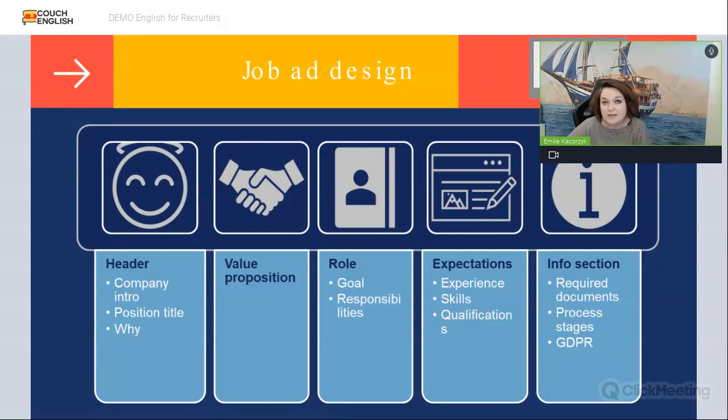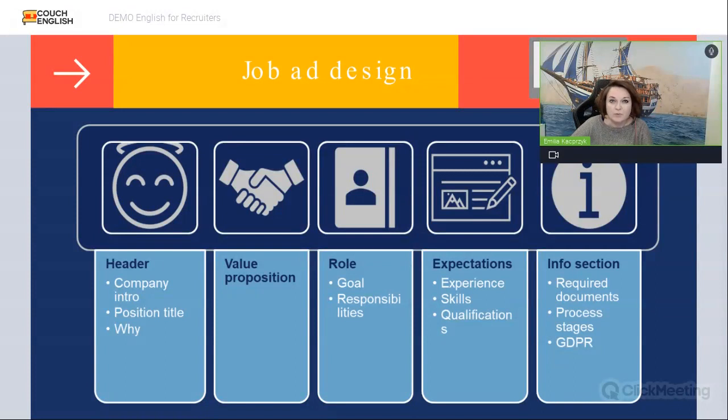During our today's webinar, we are going to concentrate on one of the aspects connected with the job advertisement. So I decided to choose something what is always visible on the top. So I decided to choose the header.